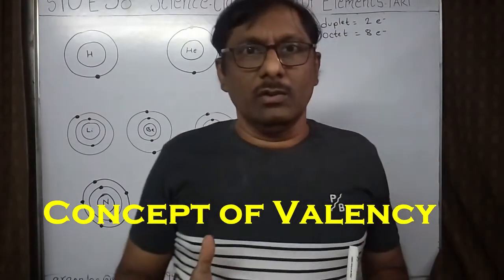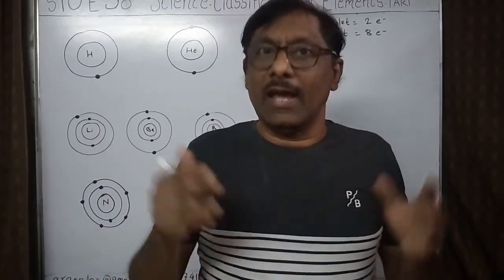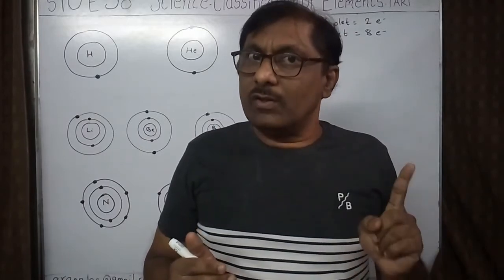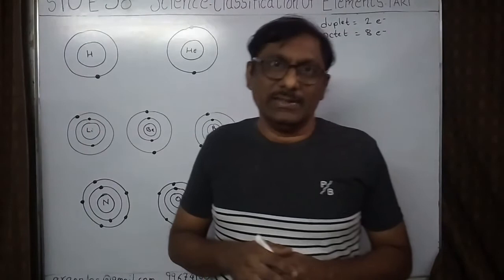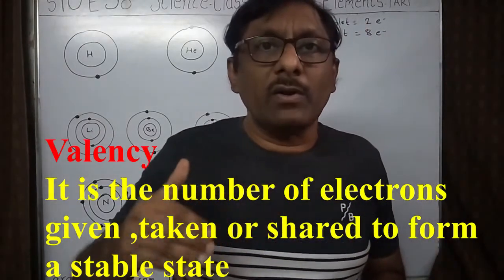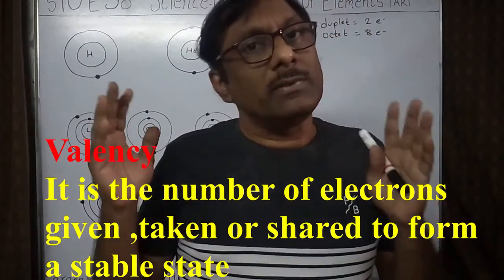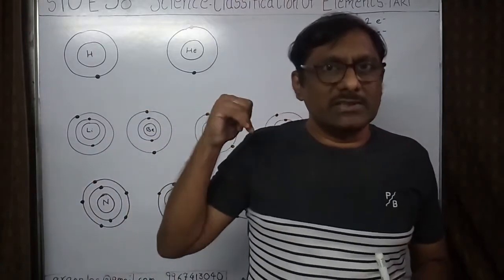Now, the atom has protons and neutrons in its nucleus and electrons are revolving around it. So the valency will always depend upon the electrons that are revolving around the nucleus. What is valency? In simple language, valency is the number of electrons given or taken or shared to form a stable state. We'll understand better from these diagrams.